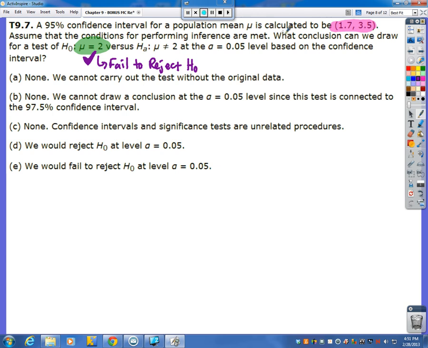So let's see, what does it say here? What conclusion can we draw? None. We cannot carry out the test without the original data. No, we just said we can do it here, so we're good. None? No, we said we could do it.